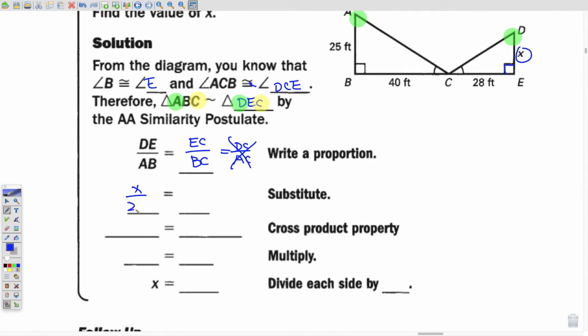So now we just substitute x over 25 equals 28 over 40. And you can use your calculator to cross multiply. If you cross multiply, you would have 40x on this side and 25 times 28 on the other. Then you should have 40x equals 700, and x equals 17.5 if you divide both sides by 40. So that's a new concept. Again, use AA to find similarity statements first. Once you find similar triangles, use what we learned in the last unit, set up a proportion, and solve for x. That's how you do it.